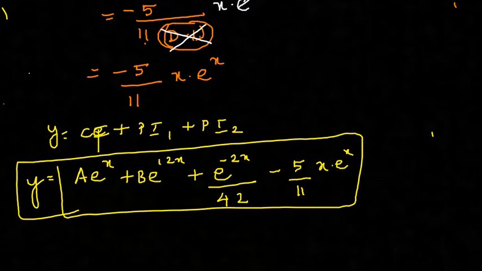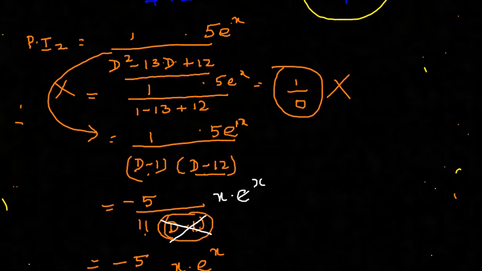So this sum is a 10-mark question, mainly because of the difference in finding out the particular integral 2. What happens when your denominator is 0?